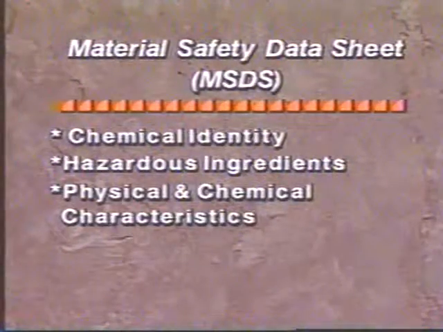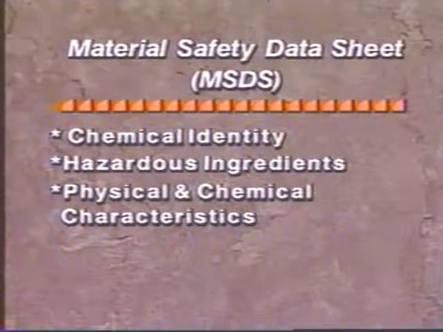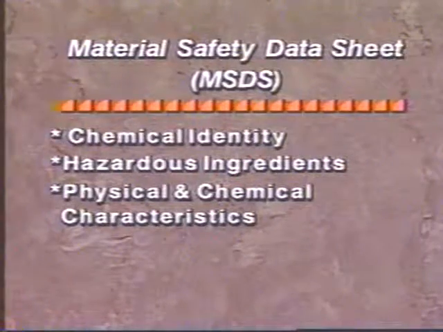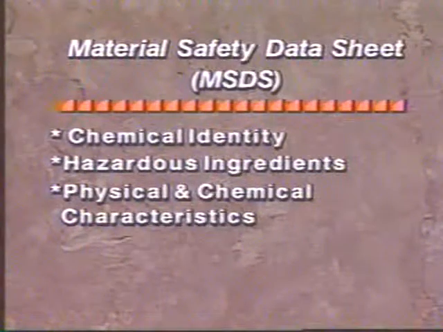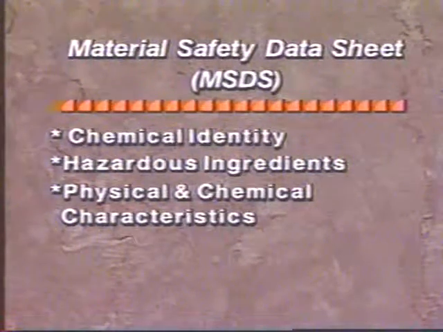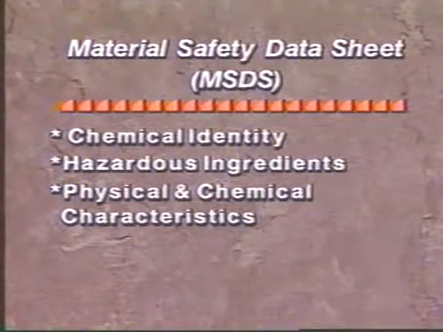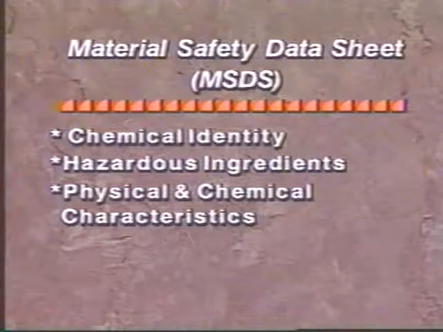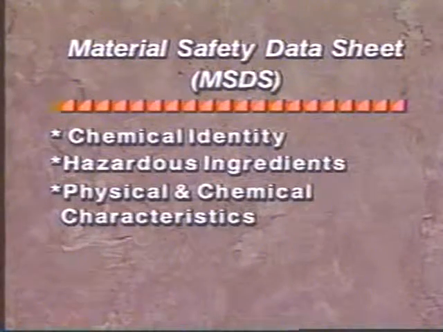These include such items as boiling and freezing points, density of the product, vapor pressures, specific gravity, solubility of the products, and the product's general appearance and odor. These characteristics provide important information for designing safe and healthful work practices.